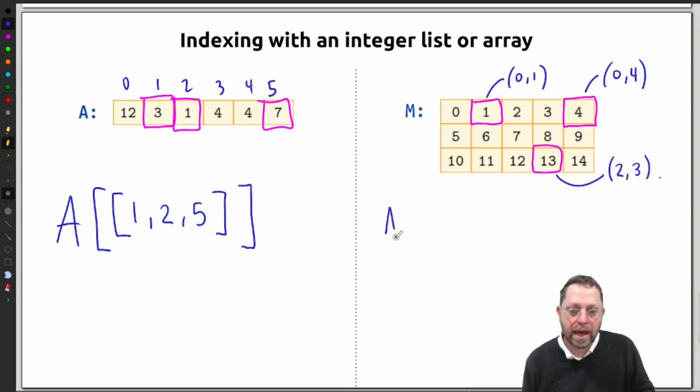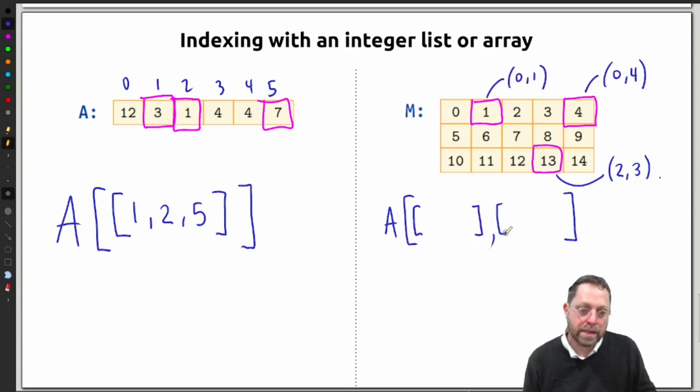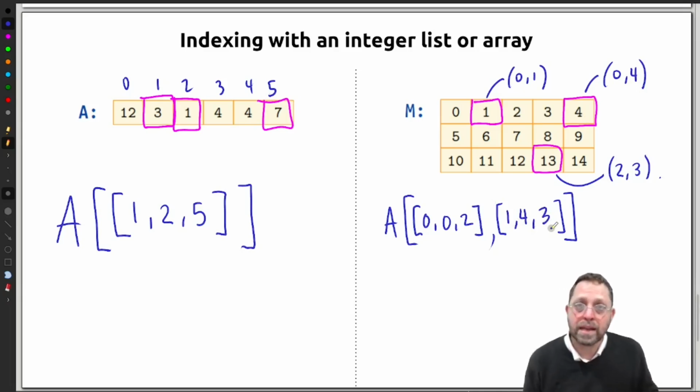Okay, so to select that, I would say A, here's my selector. I'm going to need a row selector and a column selector. Each of those are going to be lists or NumPy arrays. And in here, for the rows, I'm going to put in the row indexes of the 3 items I need. So 0, 0, and 2. And for the column selector, I will use the respective columns, 1, 4, and 3. So that is indexing with a list of integers or arrays.